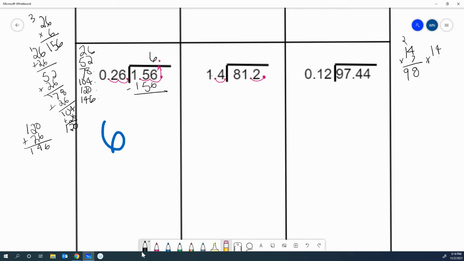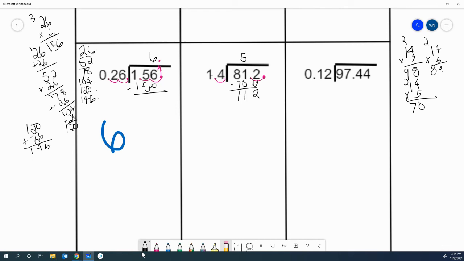Let's try 14 times 6. 6 times 4 is 24. 6, 7, 8. Oh, wow, that didn't work either. I'm going to have to do 14 times 5. Sometimes estimating isn't perfect. 4 times 5 is 20. 5, 6, 7. So I know that 14 times 5 is 70. I hope you got that as well. Bring everything down, subtract, all that giant mess.